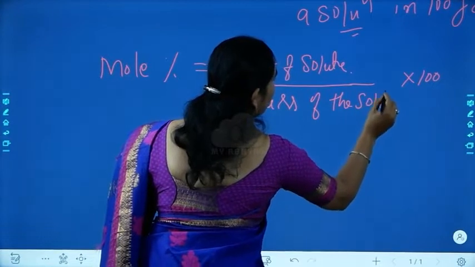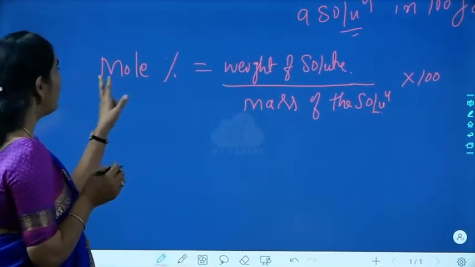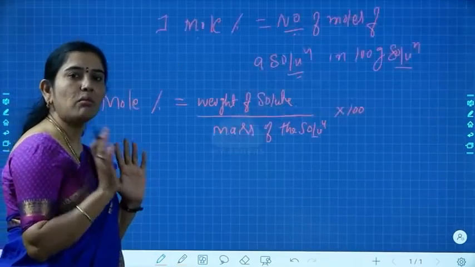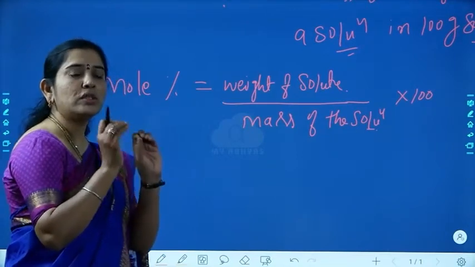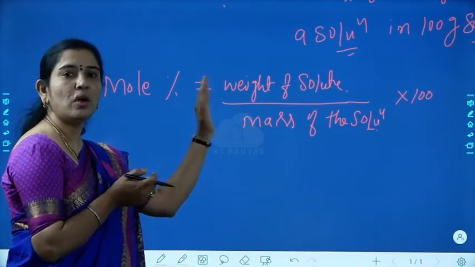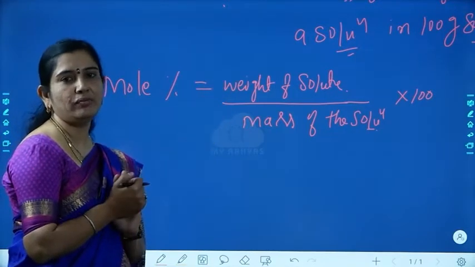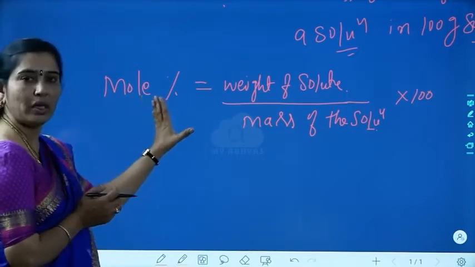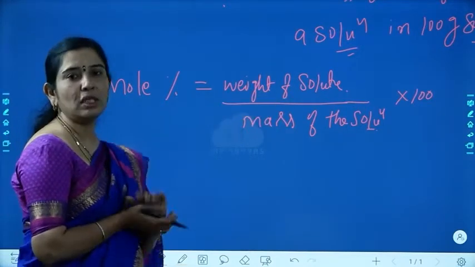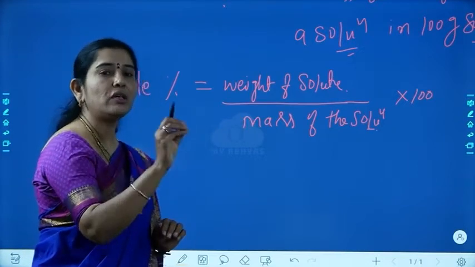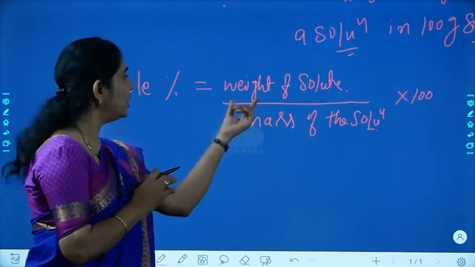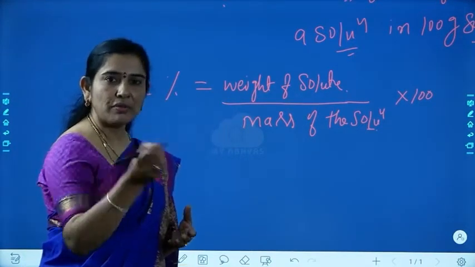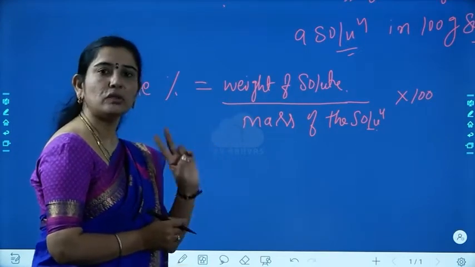Like this, you can give the equation for mole percentage. Students, please don't get confused. In general, mole percentage means the number of moles of the solute dissolved in 100 grams of the solution. That is the definition. So what is the equation we are going to use to calculate mole percentage? Weight of solute means how much amount of substance we are going to dissolve in the solvent. For example, I told you 4 grams of sodium chloride. So here the weight of the solute is 4 gram.